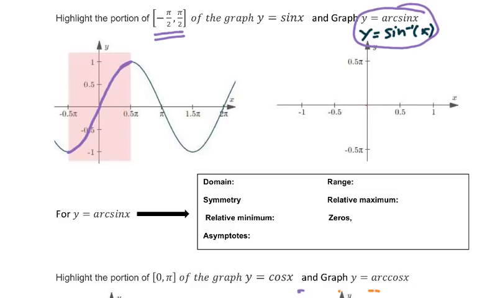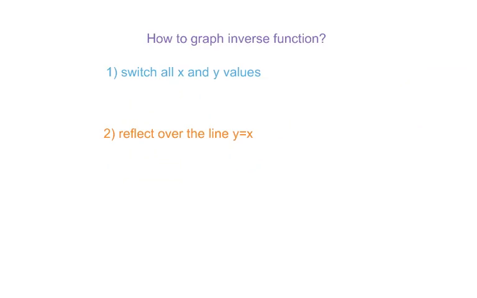As we know, any function's inverse will be reflected across the line y equals x. So how do we graph an inverse function? There are two ways to do this. First of all, you can switch all x and y values. That means for the original function, I have x, y, then I can switch into y, x. Then you will get the inverse function. Or you can reflect the original graph over the line y equals x.